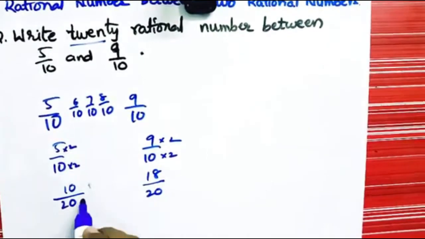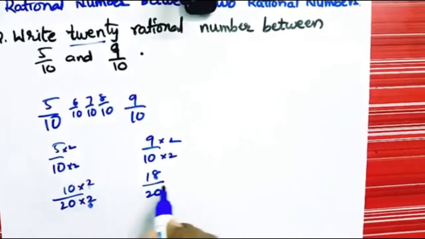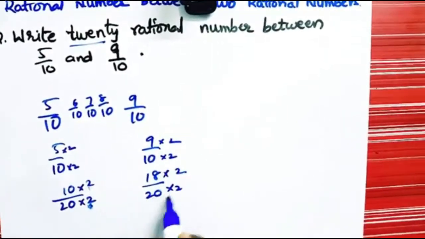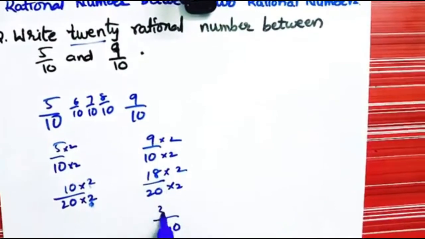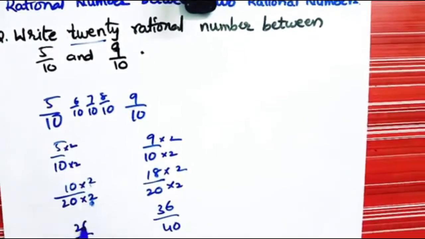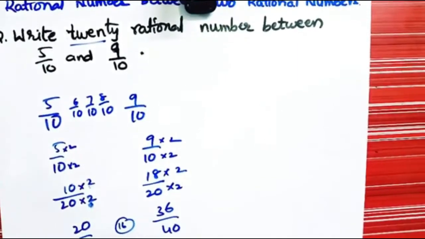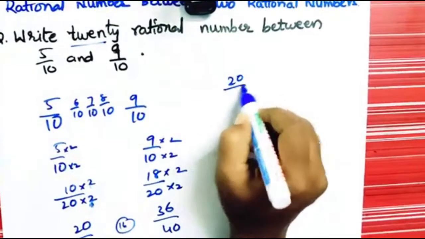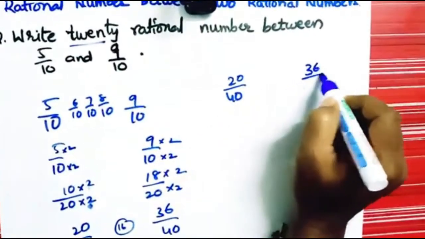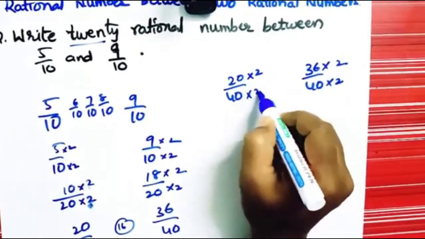So again you can multiply with 3, or you can take 2 also. You can go on like this. So 2 twos are 4, 20 becomes 40, 18 becomes 36. Here you will get only 16, from 20 to 36. Again you will go with multiplication, 36 by 40 times 2.